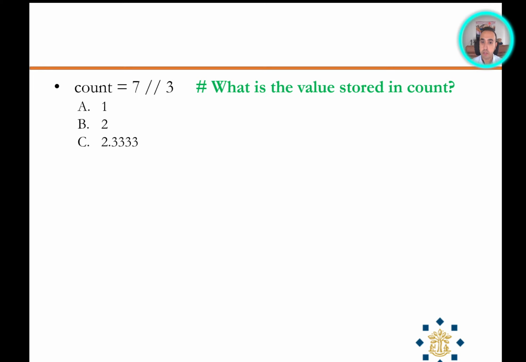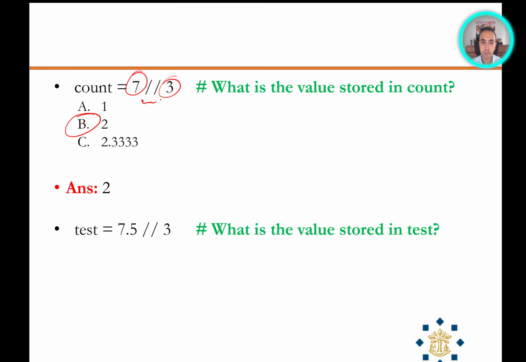We have an integer division. What is the value stored in count? We have 2 integers, that's important, and an integer division. So it's no longer 2.33, it's 2 now, because of this. So it's an integer division.